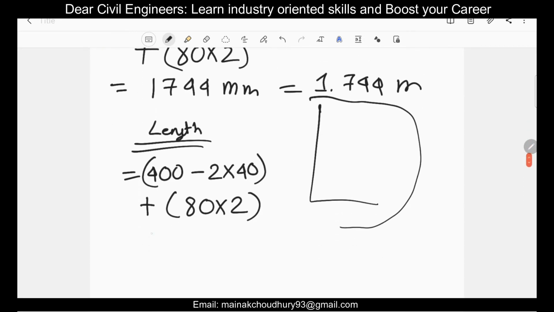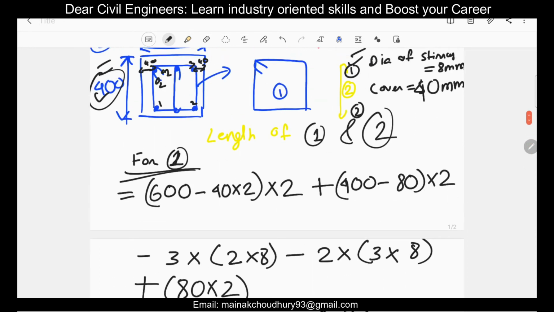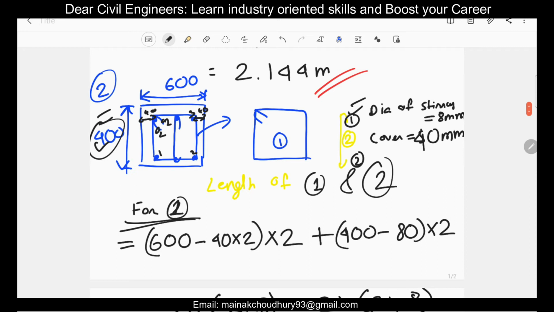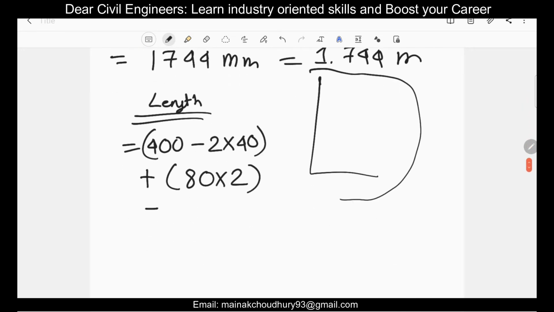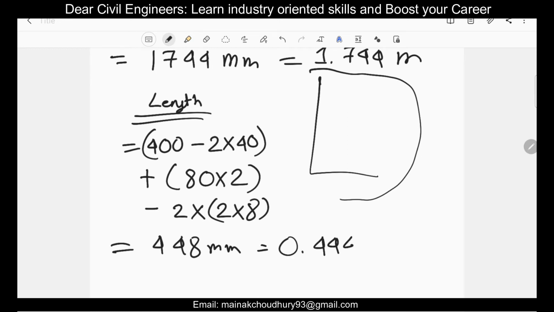So now as you can see, this bend is a 90-degree bend. Okay, so one bend and two bend. So there are two number of 90-degree bends here. So it will be your 2 into 2d, that is 2 into 8. Okay, so if you just calculate the total quantity here, it will be 448 mm or 0.448 meter. So this is the length in the case of this stirrup in the shape of these hooks.